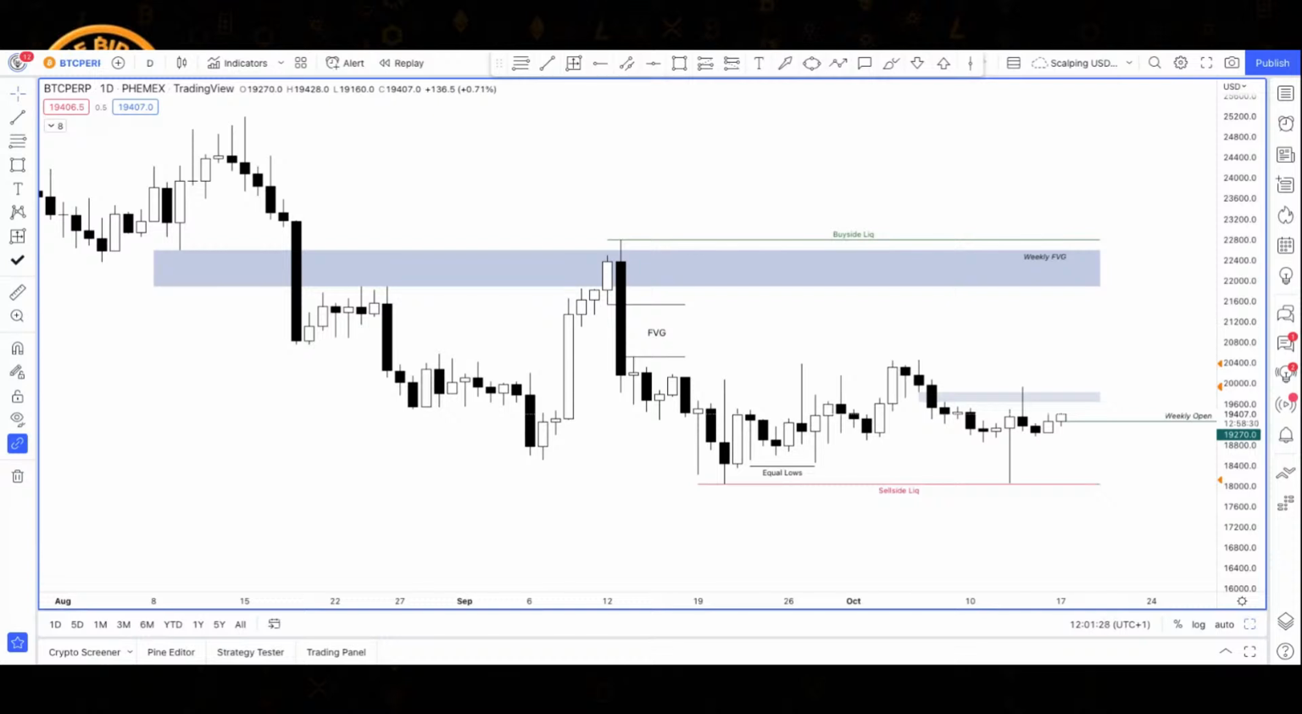So I've got my daily chart up here, as you can see, on Bitcoin. Posted out this morning, feeling kind of short-term bullish. The reason for that is, well, let me run through it with you.